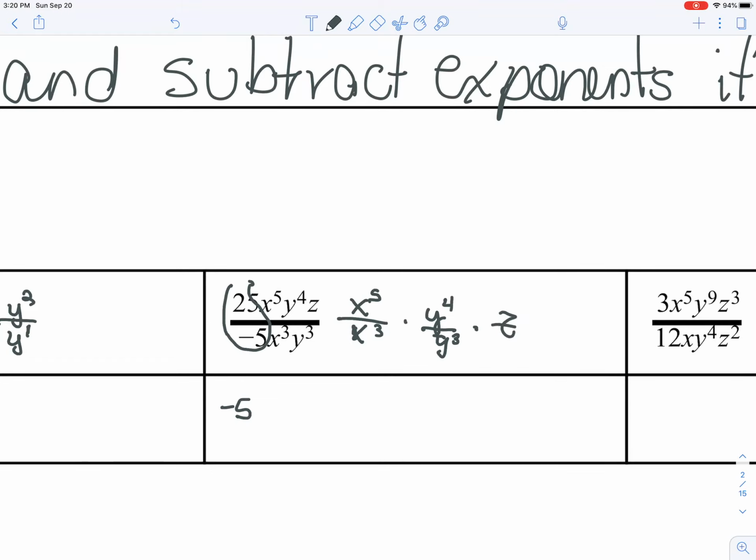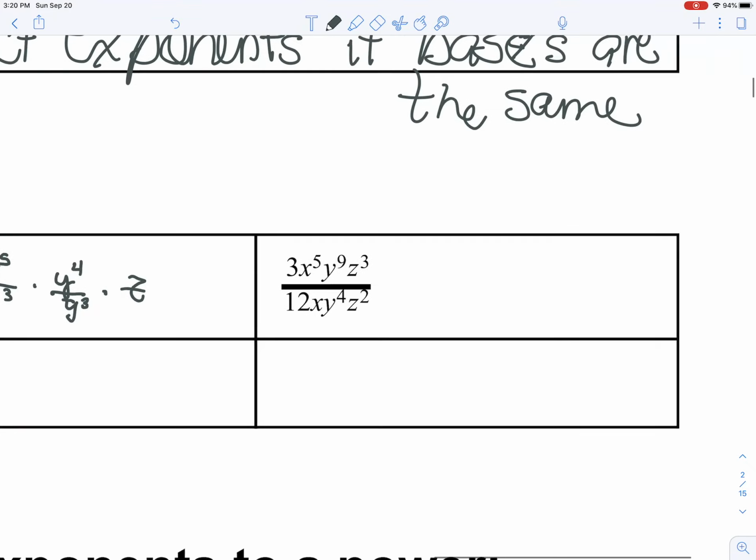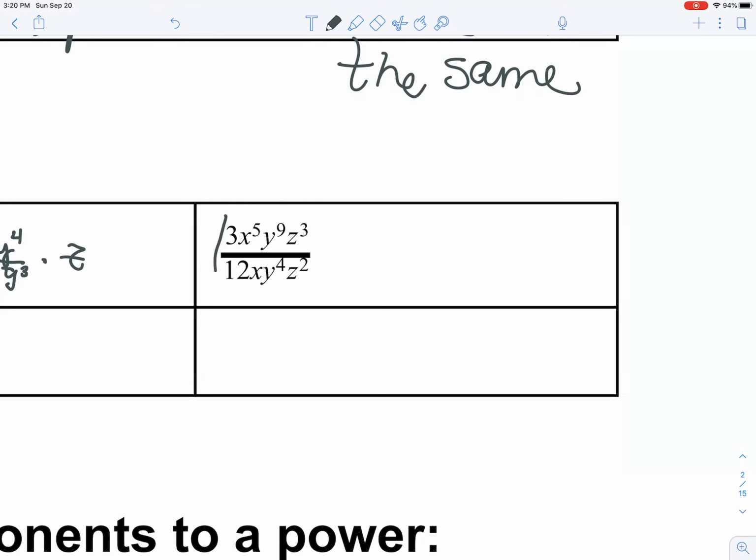And we just added another variable into it, and that's just z. And we're just going to leave it alone because nothing at the bottom has the same base. All right, so 5 minus 3 is 2, so that's x squared. 4 minus 3 is 1, so that's just y, and then the z just stays. Last one in this example, we have 3 over 12. That's 1/4. And if you're not getting that, you should calculate it, but generally we want to keep that as a fraction. And then 1 minus 5 is x to the fourth. 9 minus 4 is 5. And 3 minus 2 is 1.